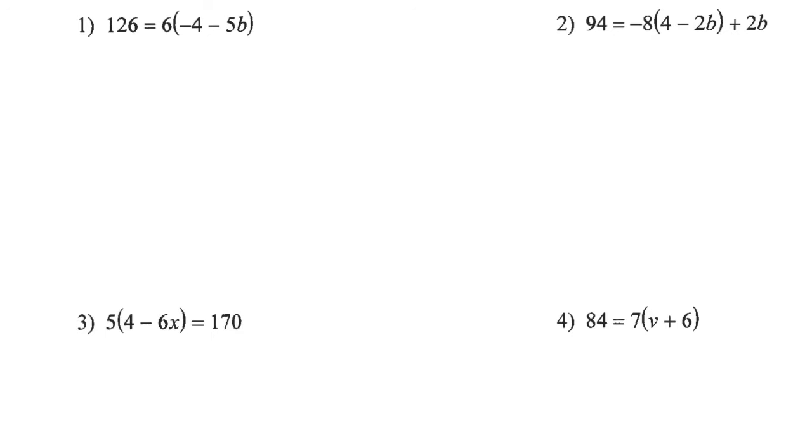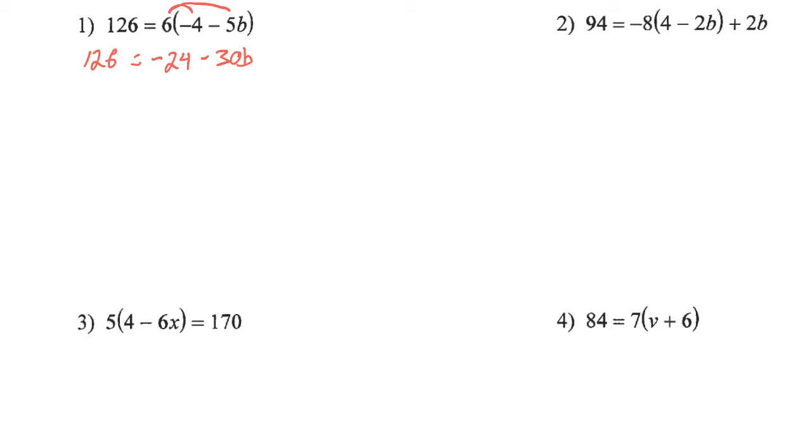When you're faced with an equation like this, the parentheses in front of it there, make sure you distribute that 6 into everything inside the parentheses. So 6 times negative 4 will be negative 24. 6 times negative 5 will be negative 30. And then put your b on that. And then drop down everything else.